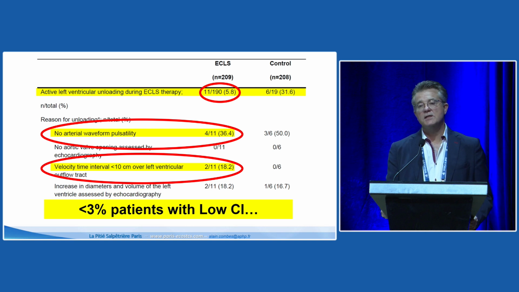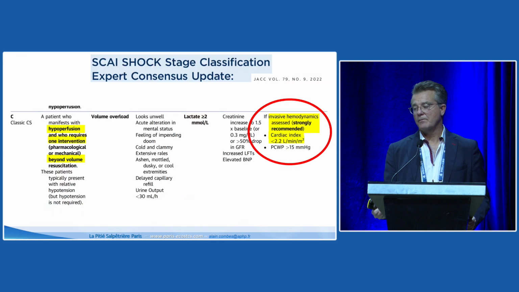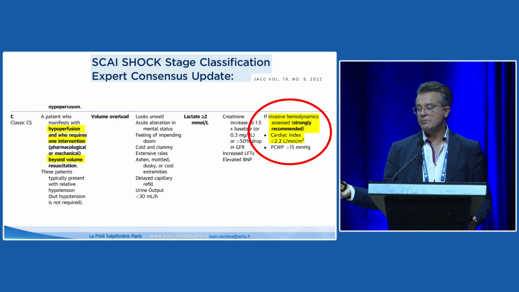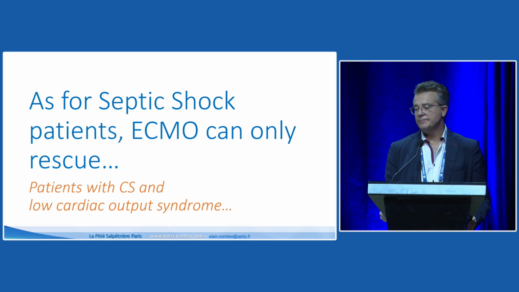It's only if there is a profound low cardiac output syndrome that ECMO can rescue the patient. And when looking at the reason for unloading, it was clearly protocolized here. There was less than 3% with a low cardiac output syndrome in ECLS shock, only 3% with a time velocity interval below 10. So it means that most of the patients had the preserved cardiac index here. And once again, when going to the SCAI classification, SCAI C, it's highly recommended to measure the cardiac index, which should be less than 2.2 liters per minute per square meter. And it's even worse, of course, for DNE patients. And so this is something we know.